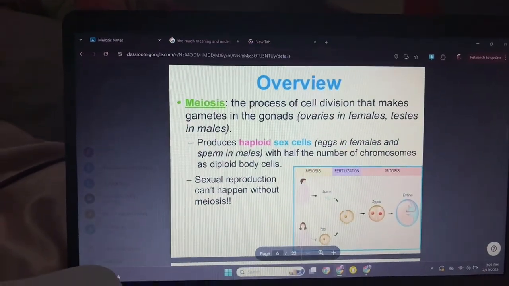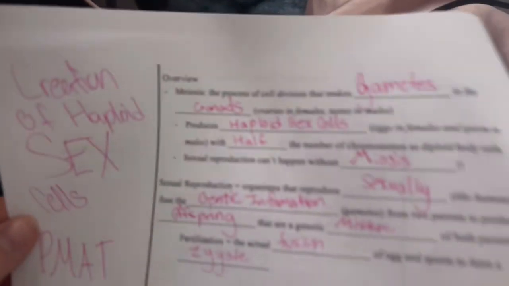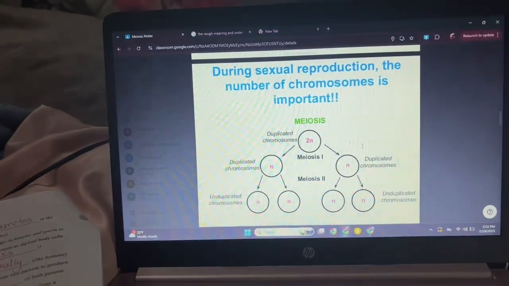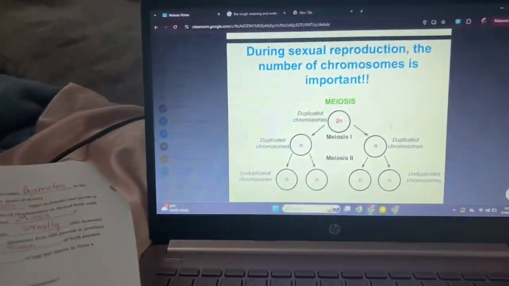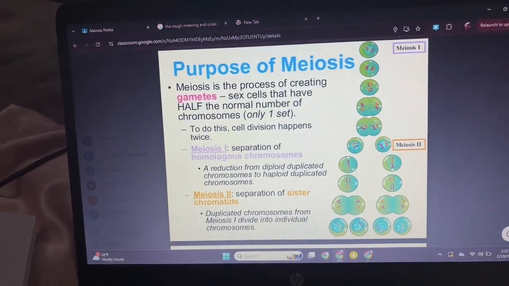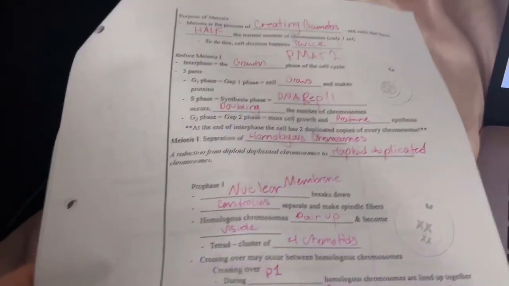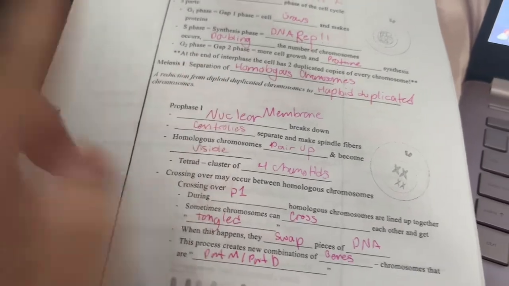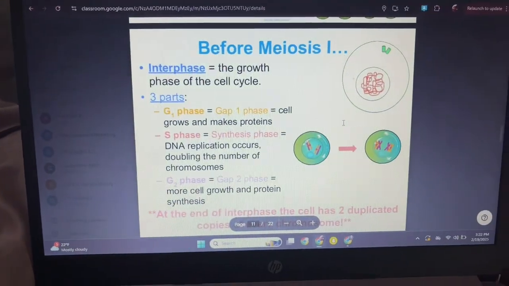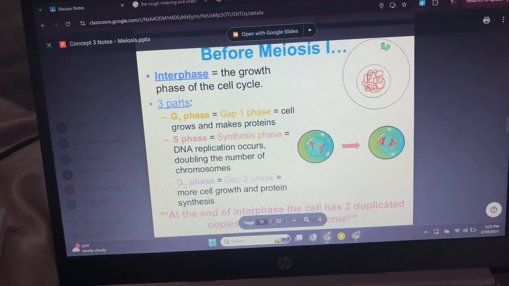What's different about meiosis is that it goes through the same interphase, G1, S phase, and G2 phase, but then it goes through PMAT, and then PMAT again. It goes through PMAT 2 times before cytokinesis. At the end of the interphase, the cell has two duplicated copies of every chromosome. At the end of meiosis, there are 4 unique haploid gamete cells from sexual reproduction.